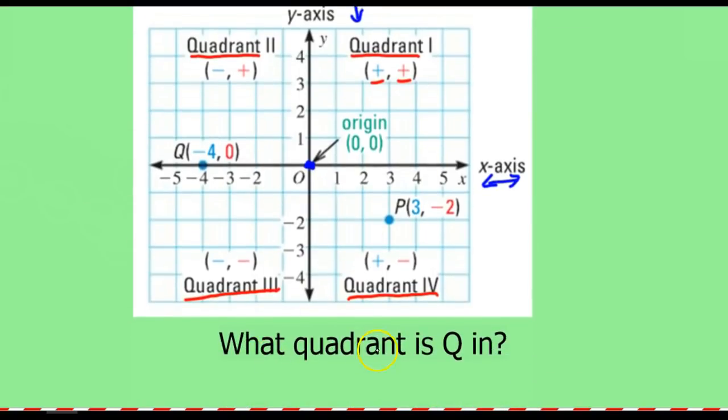Now it asks, what quadrant is Q in? Well, this is point Q. That's our point. Now, to me, it doesn't look like it's in any of our quadrants. It looks to me like it's on this line. So this line is called the x-axis. So this is not in a quadrant. It's on the x-axis.